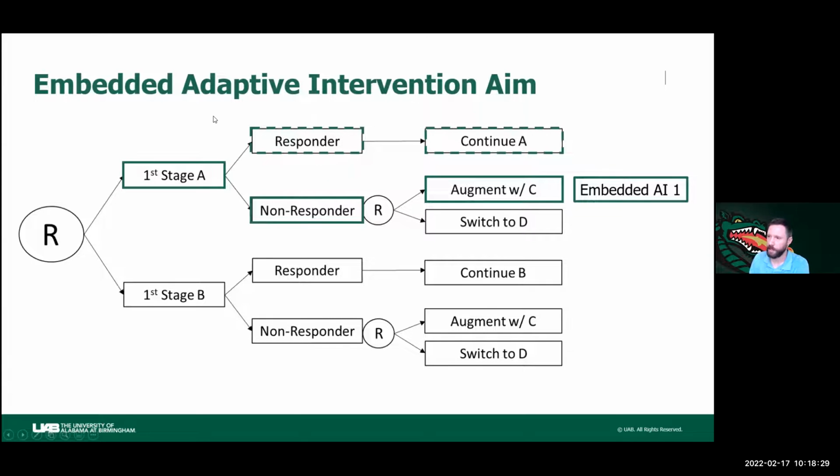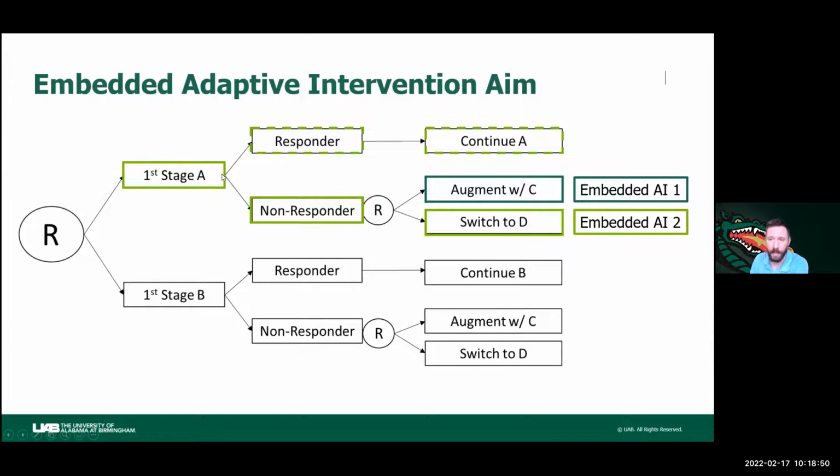You probably noticed that I used a hatched box for responders, and that's because responders to initial treatment are shared actually by two different AIs. And this needs to be accounted for when you're estimating the mean outcomes of each AI. And you'll see this and how these are shared in the first two AIs on the next slide.